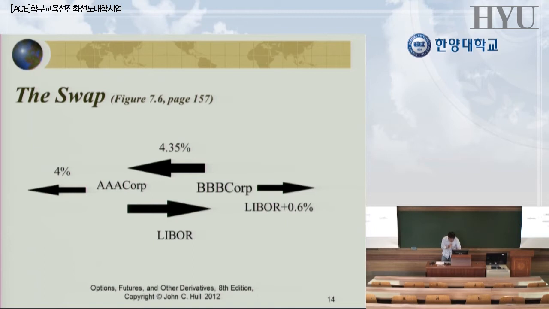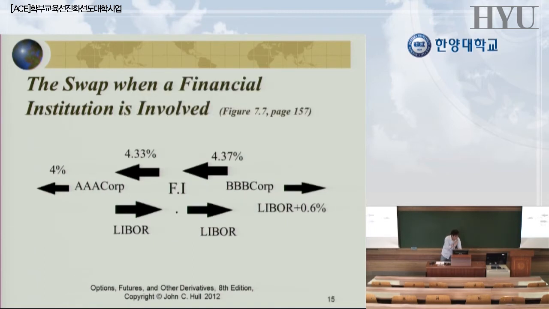So again, this is the image of the transaction that will occur if they do the swapping, and this is when the financial institution is involved. Again, the financial institution either gets the 3 basis points or the 4 basis points, as you can see here.